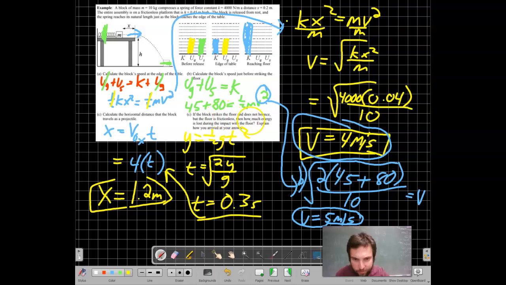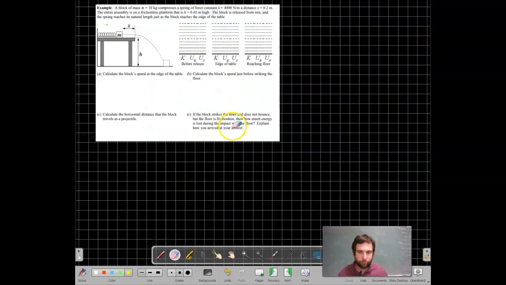Last one, if the block strikes the floor and does not bounce but the floor is frictionless, how much energy is lost with the impact with the floor? Explain how you arrived at your answer. I want to properly go through this. I was going to try to rush it in, but I'll just make a sequel to this episode for you.